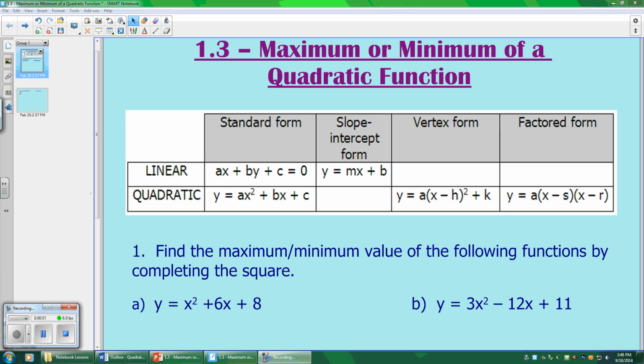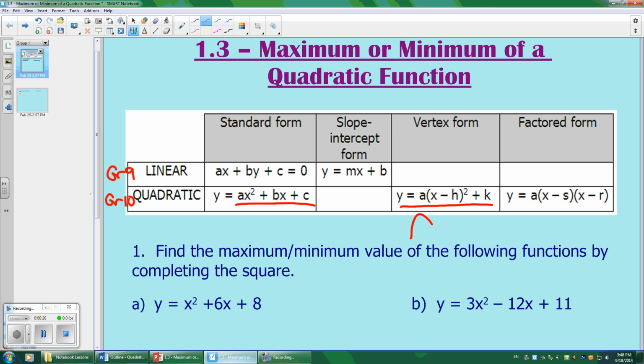This tutorial is a review on grade 10 material. I'm going over maximum or minimum of a quadratic function. In grade 9, you learned about linear functions, and then in grade 10, you learned about quadratic functions. Now, each of the questions in this tutorial are all going to be in standard form. And if I want to find the maximum or minimum, I have to put it into vertex form.